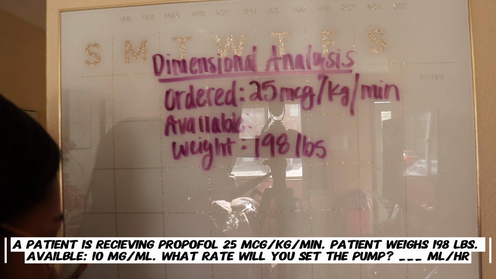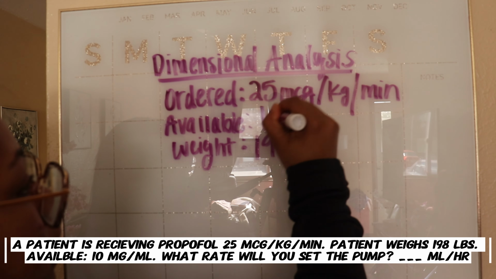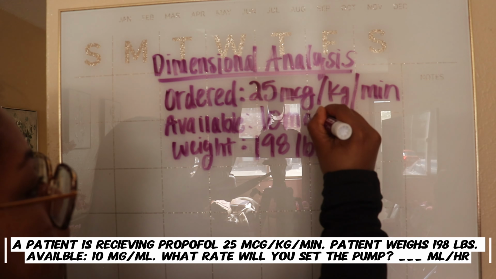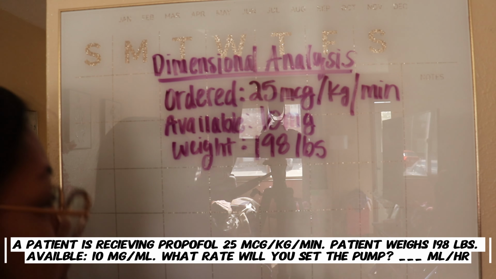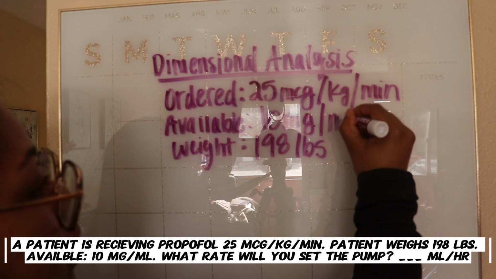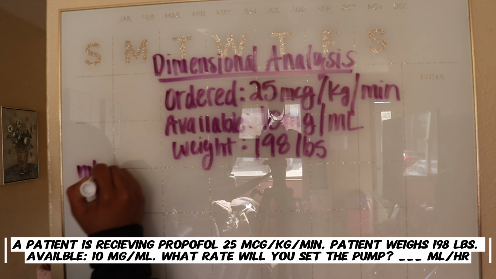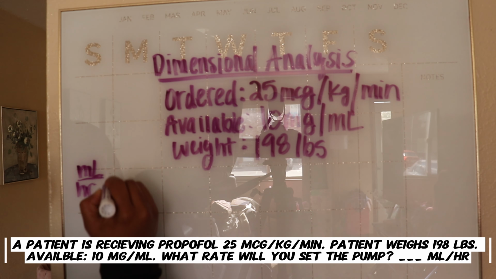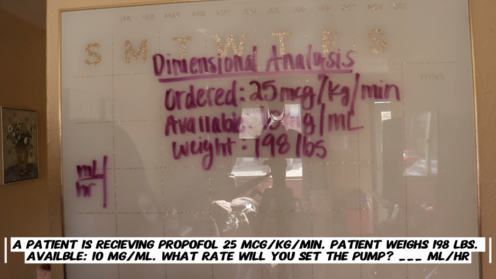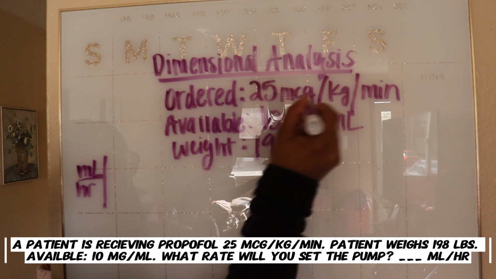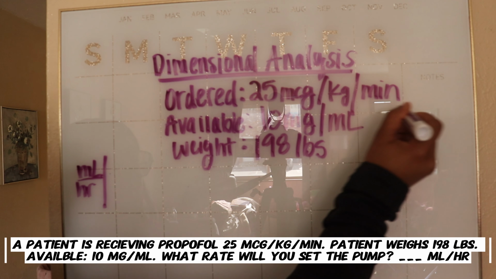It just helps to write everything out first, or you can underline it. If you're taking a test, you are given scrap paper, so you are able to write these things out. We want to know what rate we will set the pump, so that means mLs per hour. We're going to start with what's ordered, always and forever.